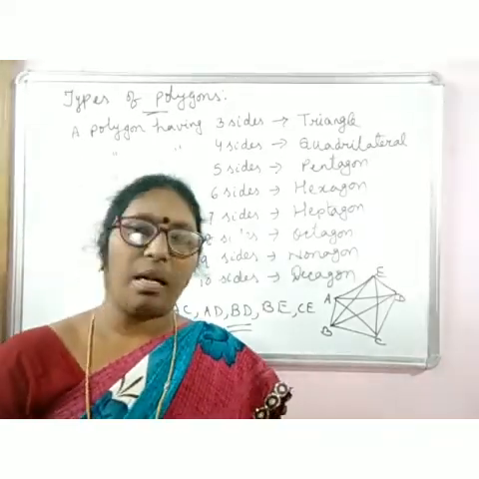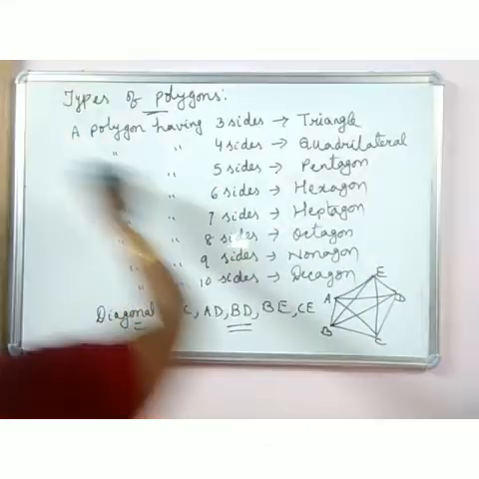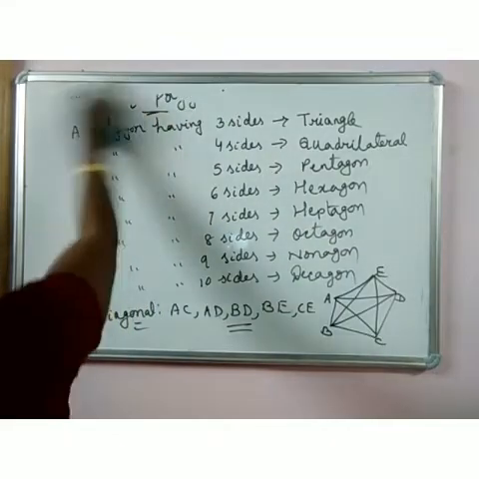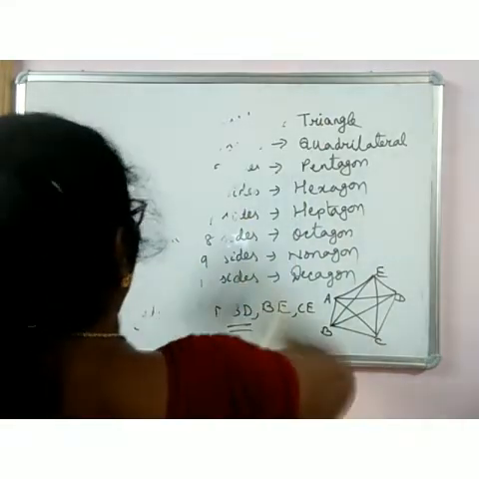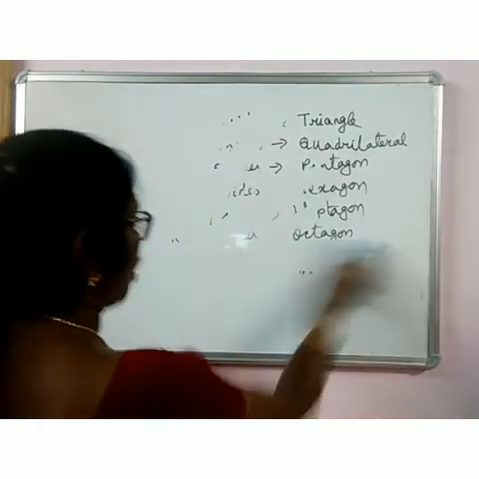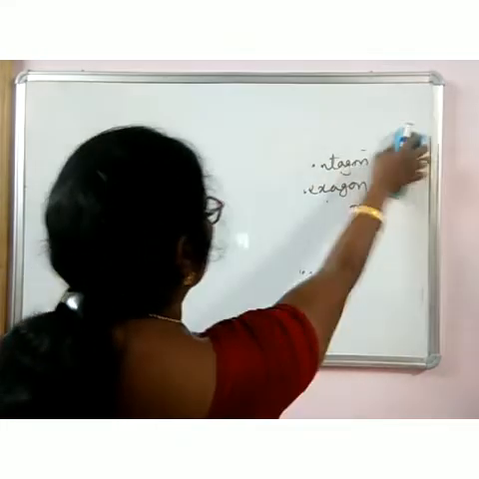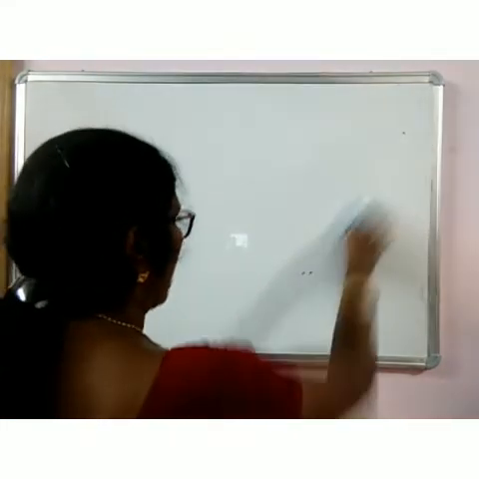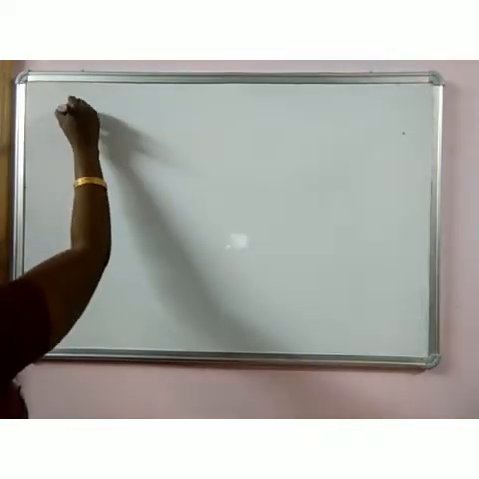Now, there are types of polygons as per the sides. Now, as per the angles, there are 2 types of polygons: convex polygon and concave polygon. What is a convex polygon and what is a concave polygon? Let me explain.